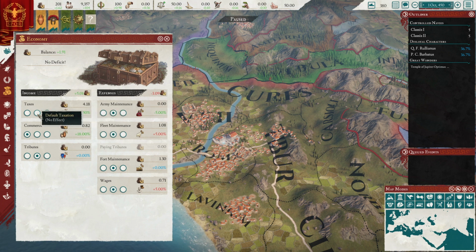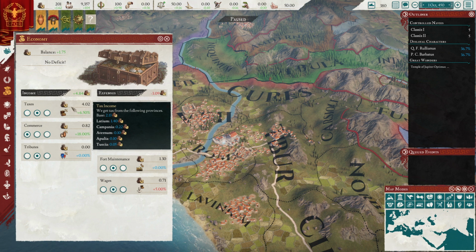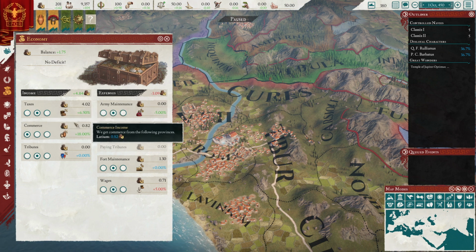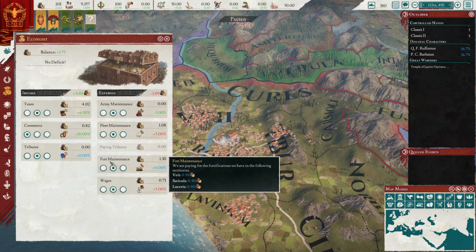Like, this will never help you increase your taxation enough because it's only a slave output increase. The slave output increase could actually end up in more resources being produced that causes more commerce income as well. After that, it's very simple.